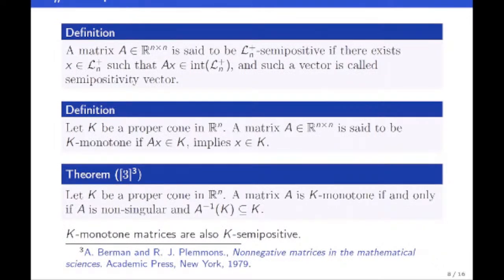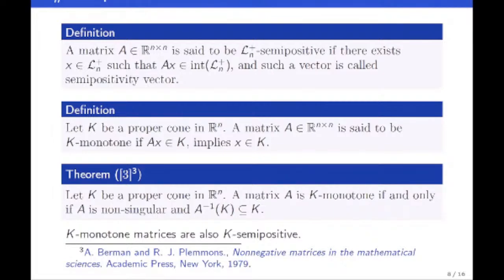Ln plus semi-positive matrices are also defined in a similar way. Any matrix A is said to be Ln plus semi-positive if there exists a vector x in Ln plus such that Ax is in the interior of Ln plus. And such vectors, if they exist, are called semi-positivity vectors.